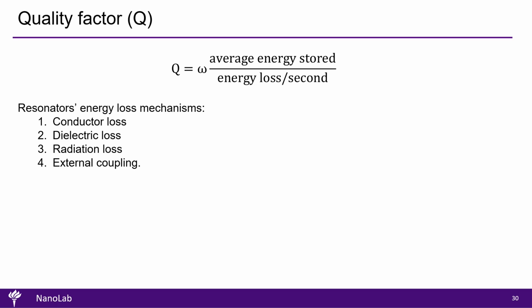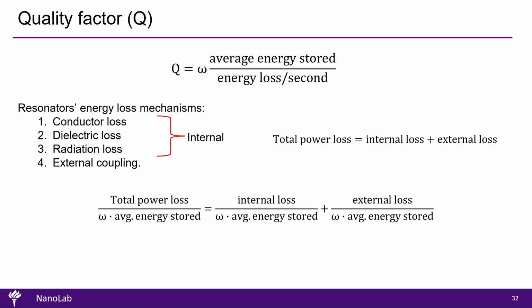The first three loss mechanisms are directly associated with the inner characteristics of the resonator and are usually referred to as internal losses, while the fourth one is an external loss mechanism, typically related to the coupling of the resonator to its feedline circuit. The total loss is the sum of these two major categories. If we take the total losses and divide them by the average stored energy, we arrive at a parallel sum expression for the quality factor that accounts for all sources of loss.